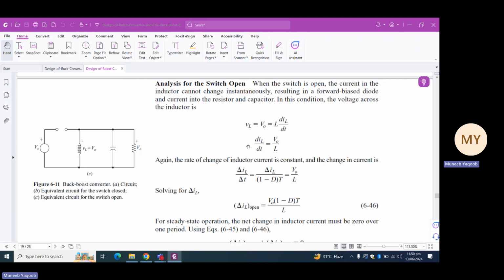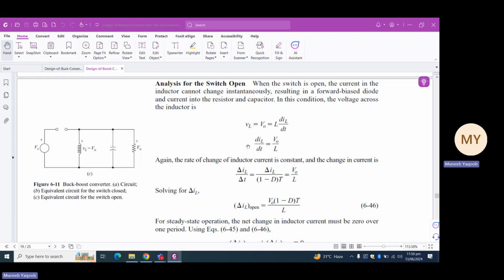Again, delta IL is delta IL, while delta T is basically the time for which the switch was open, which is 1 minus D times capital T, that is the time period. So hence we can write delta IL open equals to V out into 1 minus D times capital T, that is the time period, whole divided by L.